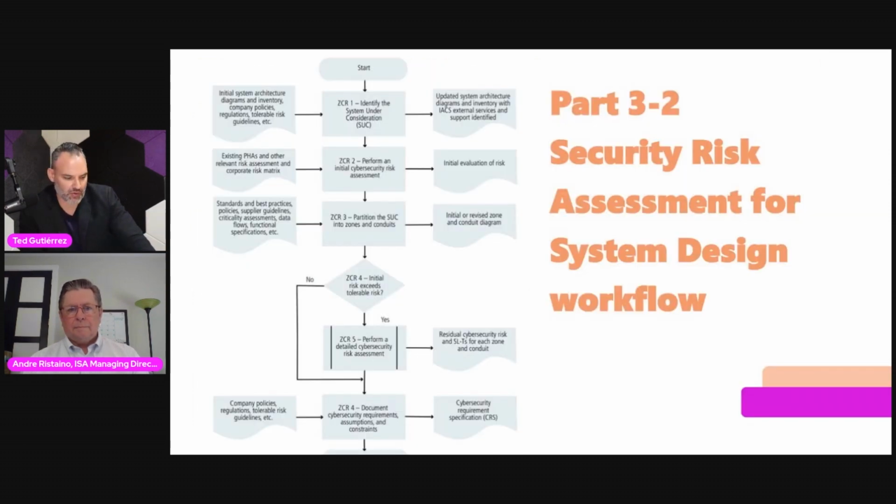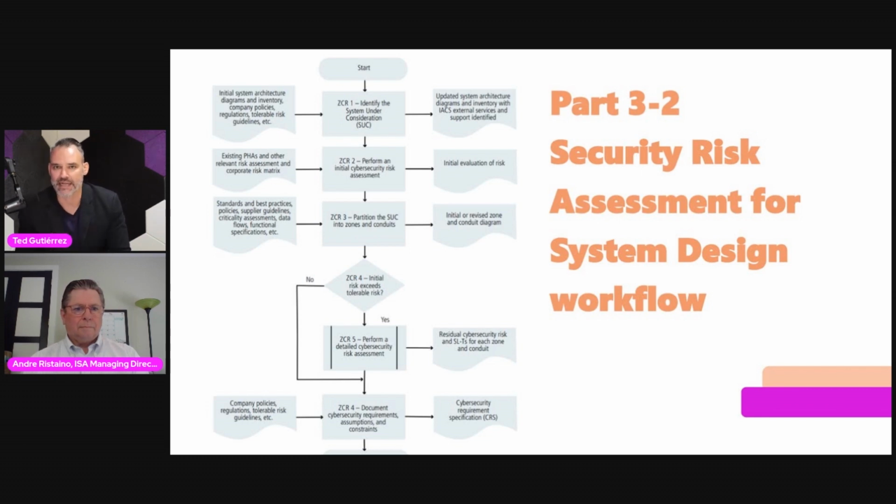Now, we've already talked about 3-2 is, in my opinion, the most widely used component of 62443 outside of product development folks like your OEMs. This is a security risk assessment that's really an entire workflow. So what you have on the screen, and we're not going to cover every detail, but what I can share is that in the coming weeks, we're going to do a super deep dive, get really technical with 3-2. We're also going to do the same with 4-1.